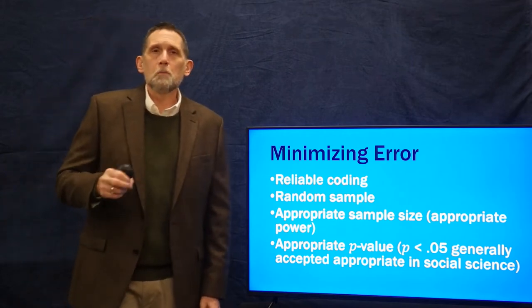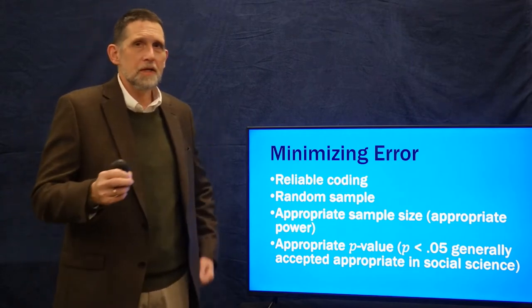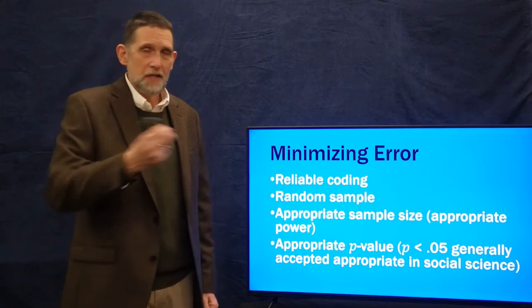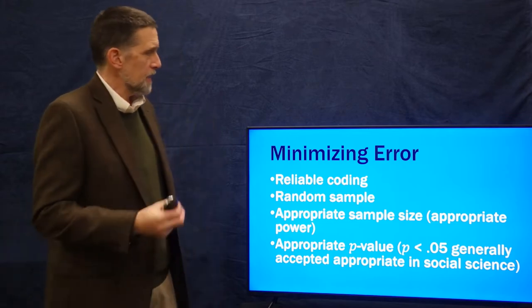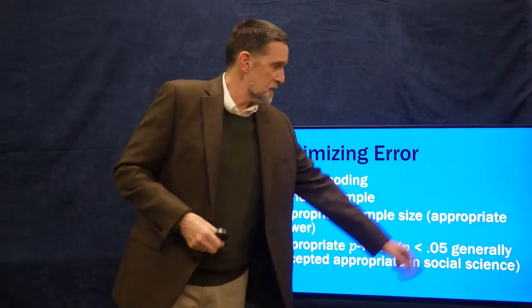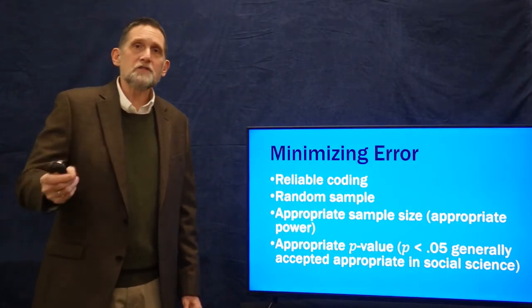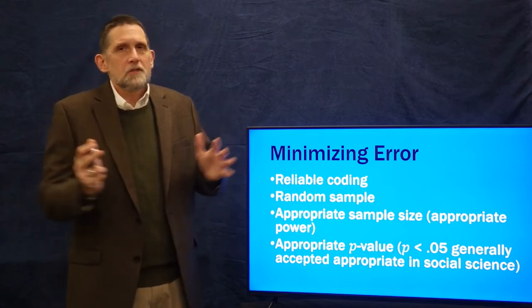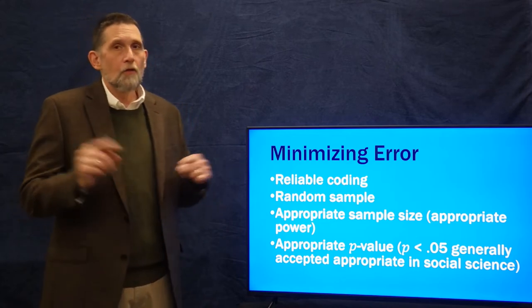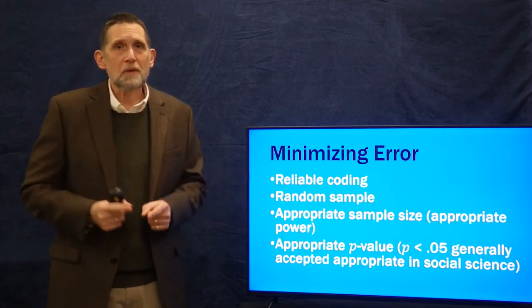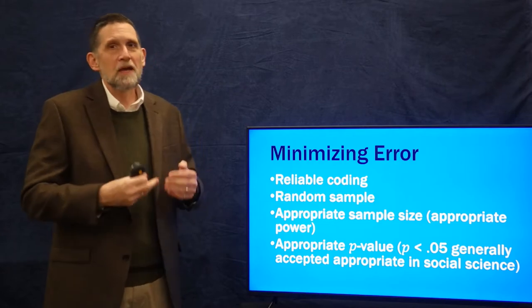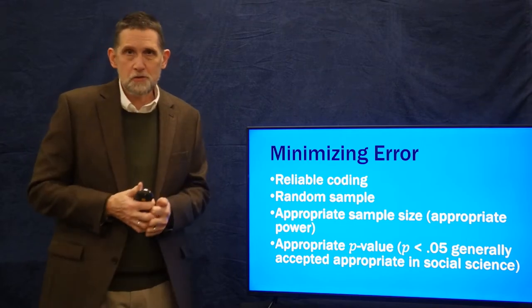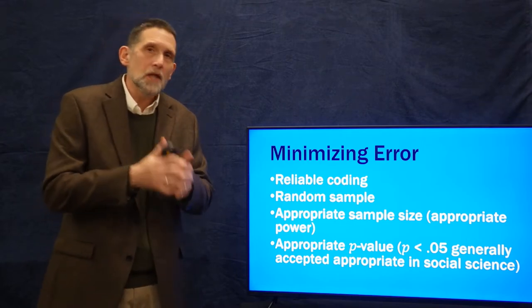Finally, choosing an appropriate p-value. Not too big and not too small. Not so big that you're always rejecting the null hypothesis, not so small that you never are. And in social science research, the accepted p-value is 0.05 or 5 times in 100. That's sort of accepted as being the sweet spot between a type 1 and a type 2 error. Other disciplines have other sweet spots, and that depends on the phenomena and with what accuracy and how reliably it can be measured.